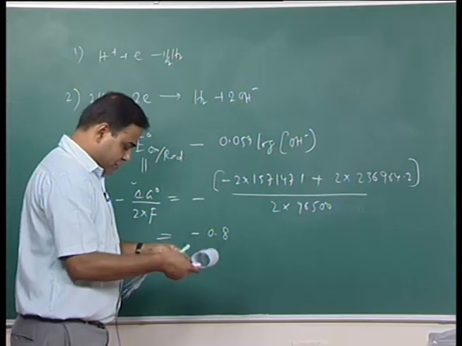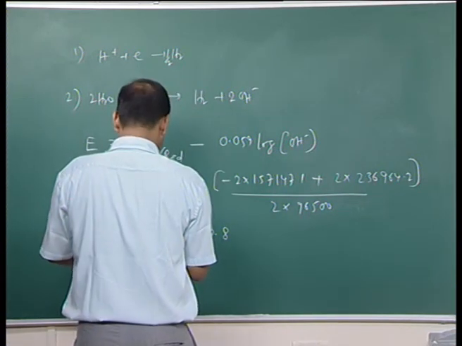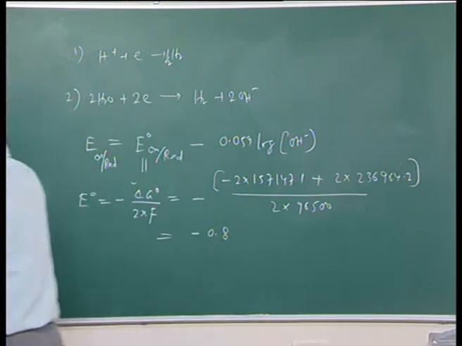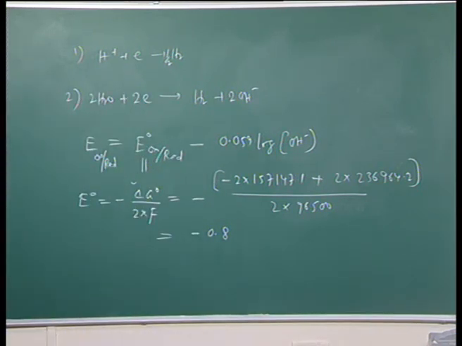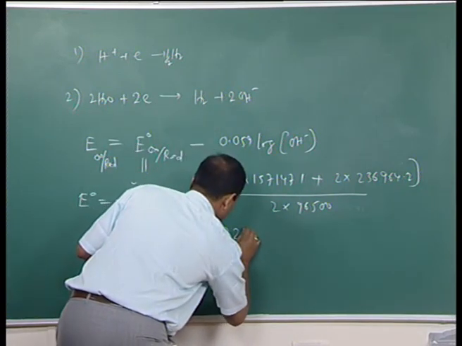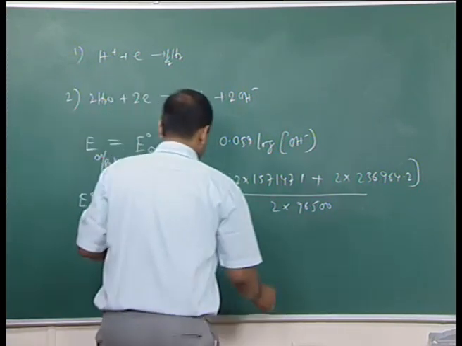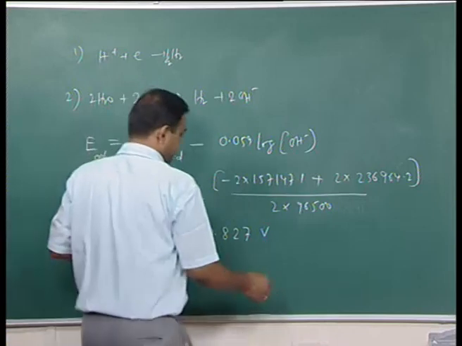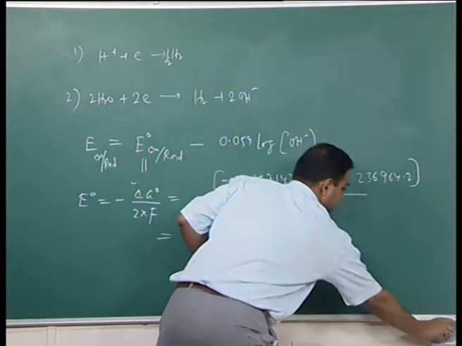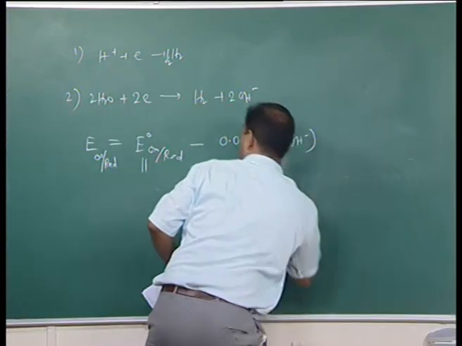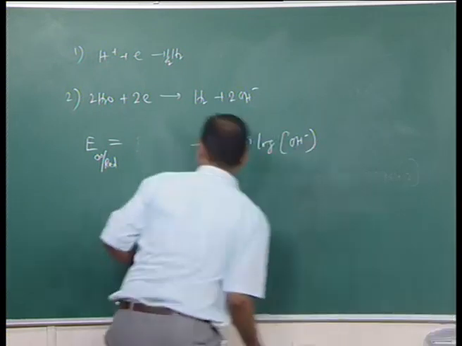Just a minute, let me find it out. It would become minus 0.827 volt. Now, let me put this value here. So, let me remove this part. Let me also remove this part.